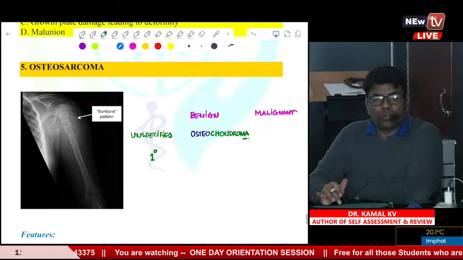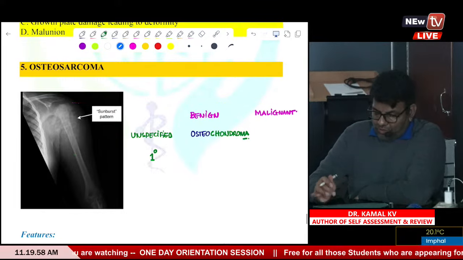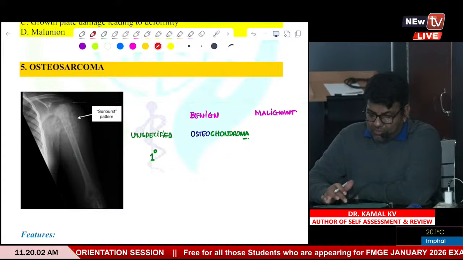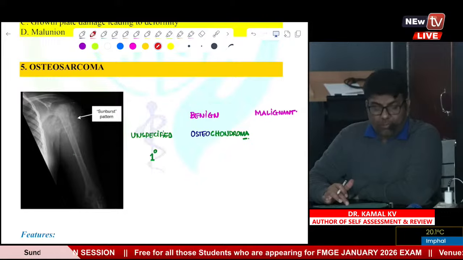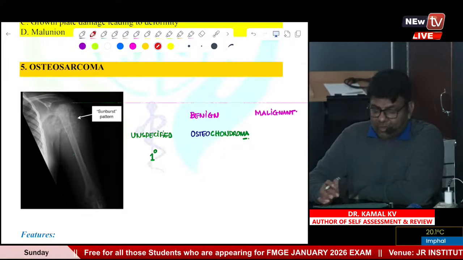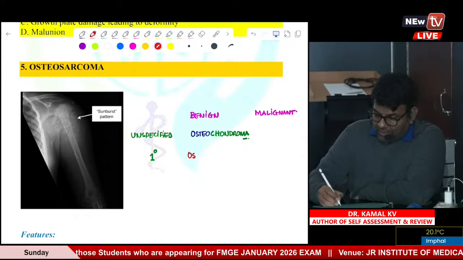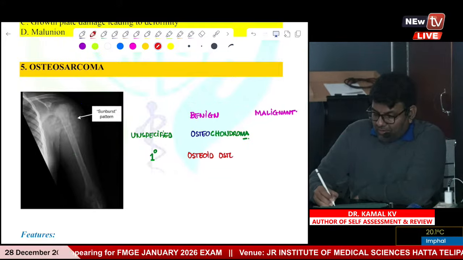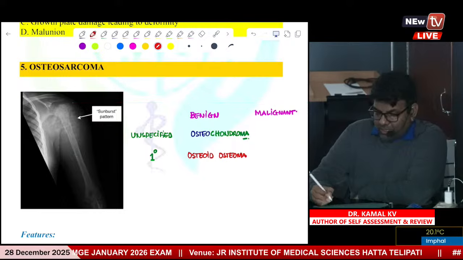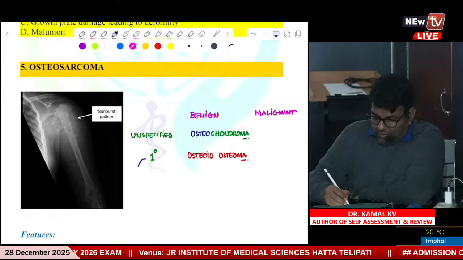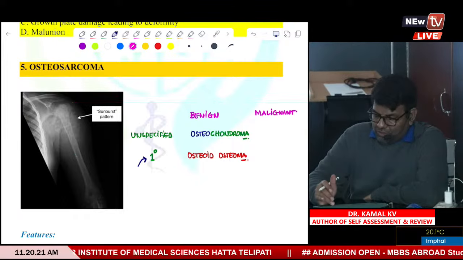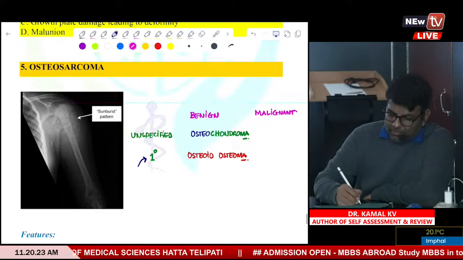Right? Most common benign tumor of bone, osteochondroma. Now if I ask you, what is the most common primary benign bony tumor? Then your answer will become osteoid osteoma. So see, I am just putting one word and the whole meaning is changed. Unspecified, osteochondroma; primary, osteoid osteoma.